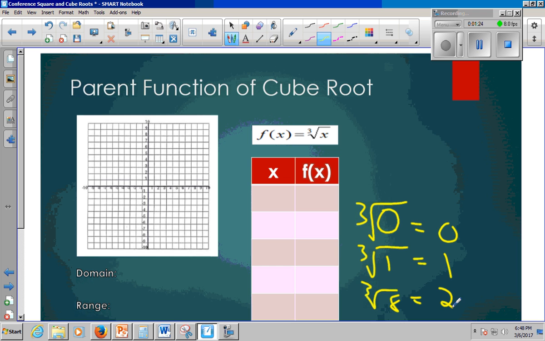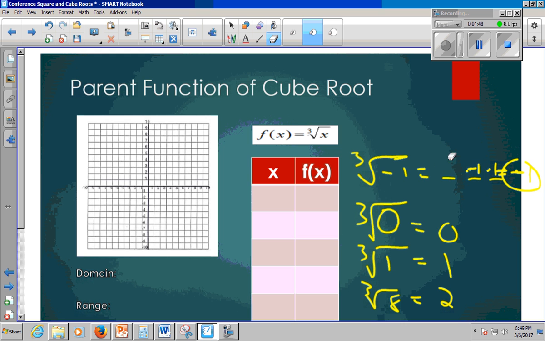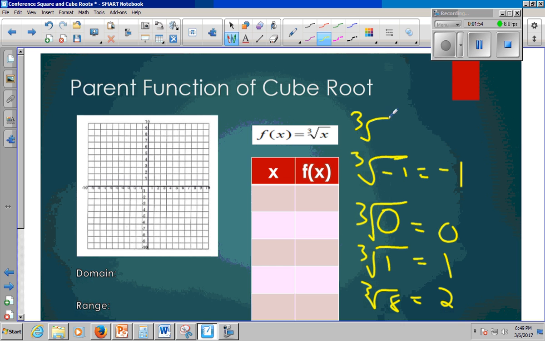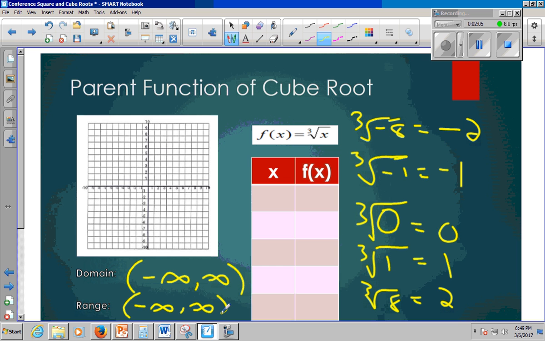All right, so the real question is, what about the cube root of negative 1? Does that exist? Is that real? So is there a number that multiplied by itself 3 times is negative 1? Yes, negative 1 times negative 1 times negative 1 is negative 1. Therefore, the cube root of negative 1 is negative 1. The cube root of negative 8, for the same reason, is going to be negative 2. So we can see we can have all values of x. So the domain is going to be from negative infinity to infinity. And as we'll see in just a minute, the range is also going to be from negative infinity to infinity.